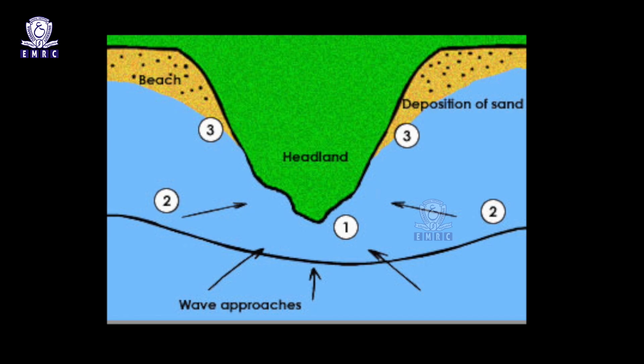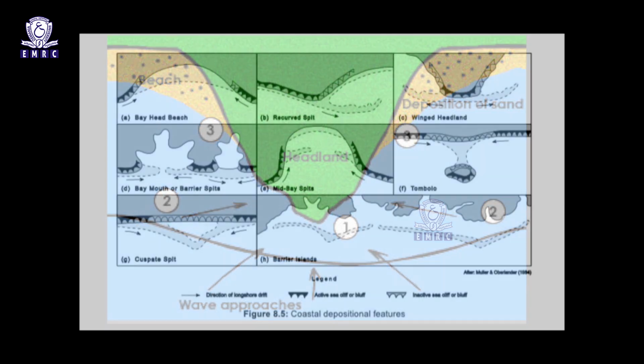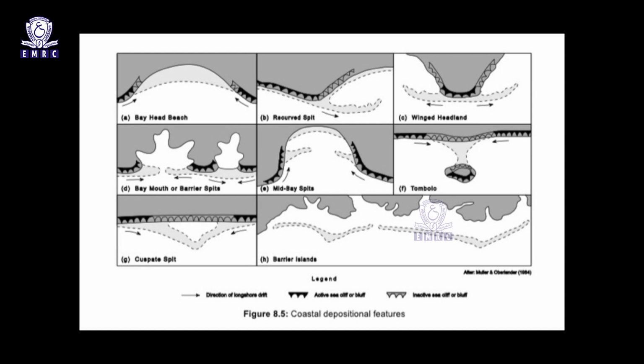Winged headland. When the bars or elongated deposits of sand, pebbles and cobbles are formed on either side of the headland, such a headland is called a winged headland. The deposits on either side of the headland form the bar resembling two wings.